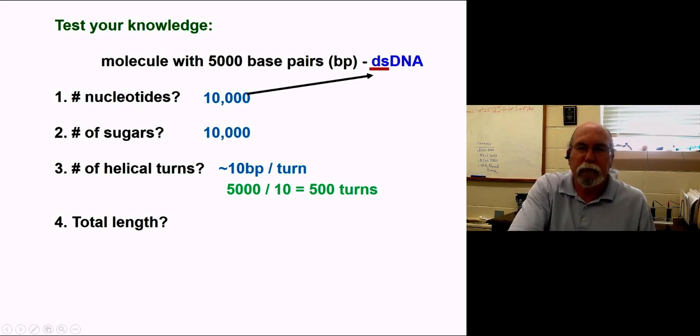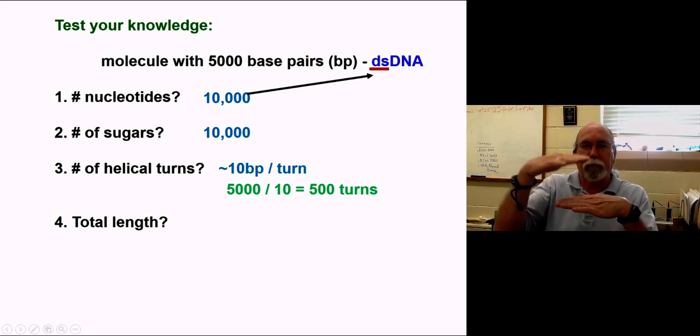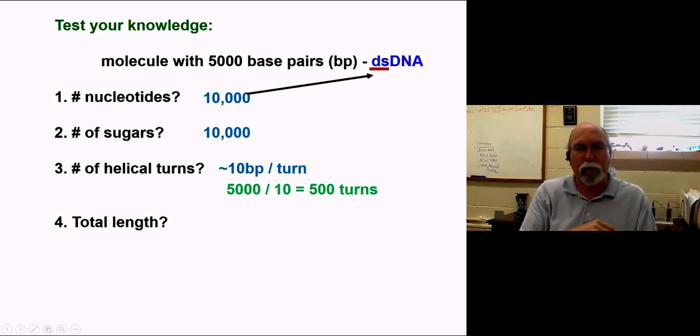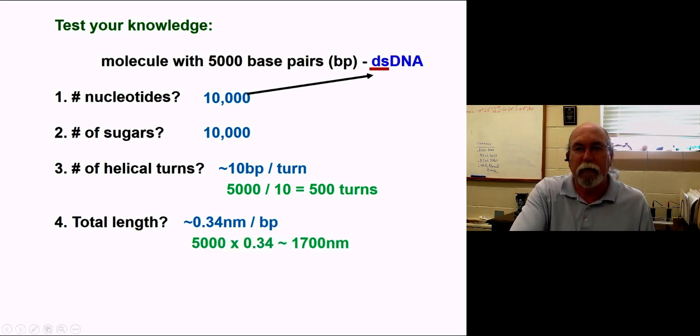All right, what's the total length? Well, we know how far the steps are apart in B-DNA, right? It's 0.34 nanometers. So we say it's approximately 0.34 nanometers per base pair. All right, there's 5,000 base pairs, so we've got about 1,700 nanometers would be the length of this.